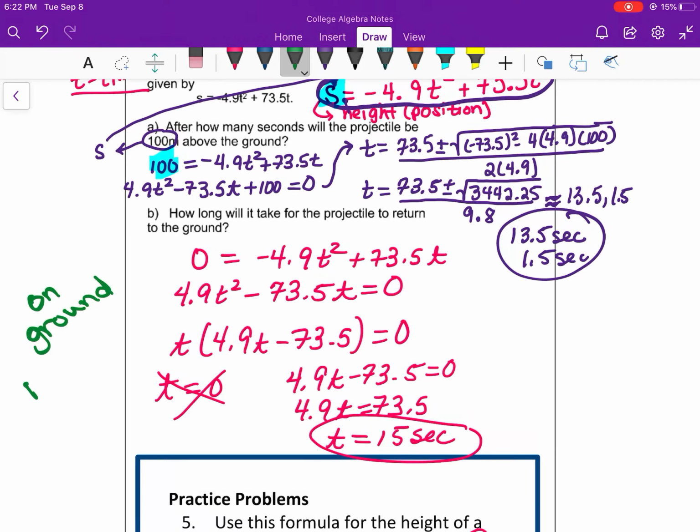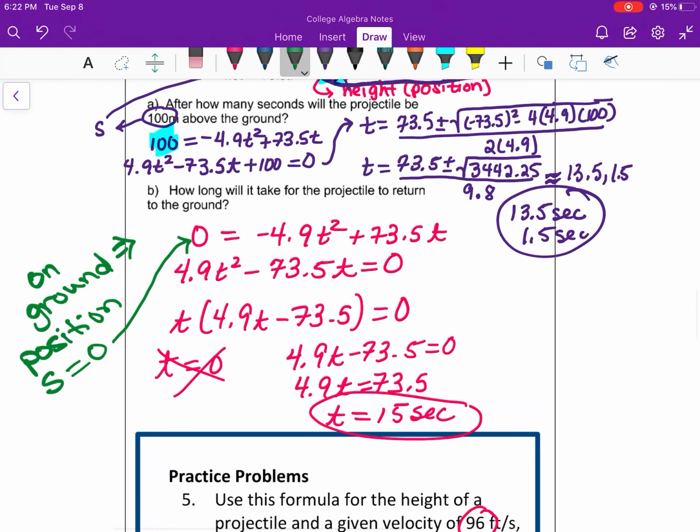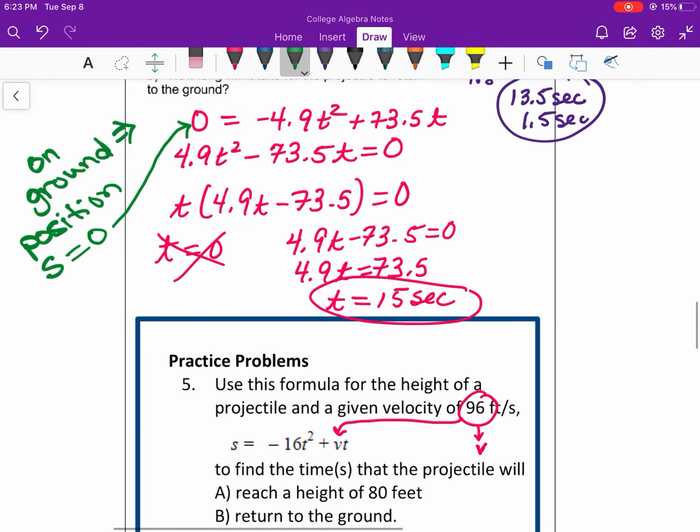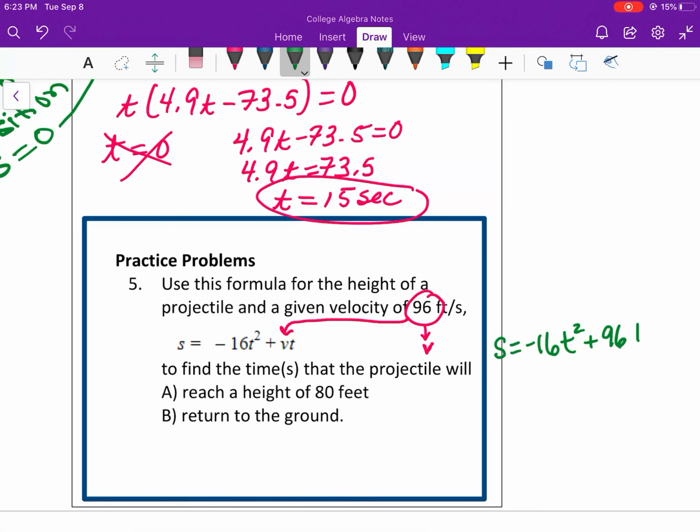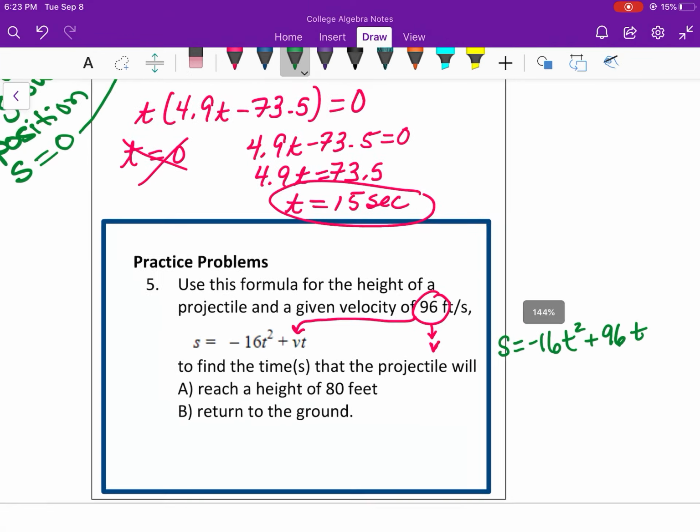So when something is on the ground, that means your position, or your S, would equal 0. And so that's why I put the equation equal to 0. And then we factored it, and time equals 0 doesn't make any sense, because if the time is 0, you haven't even shot the object yet. So it returns to the ground after 15 seconds. To get you started here on number 5, you're going to plug 96 in for V of t. And then that's the equation you're going to use.